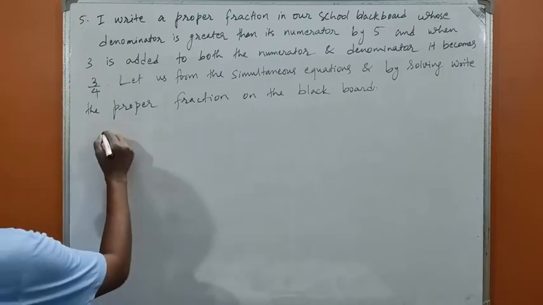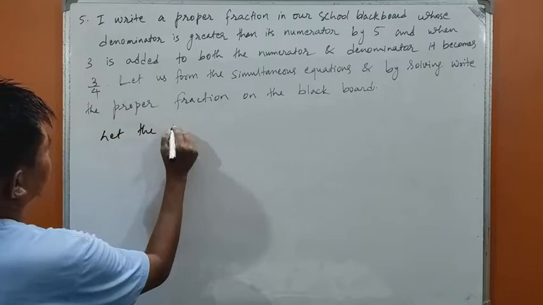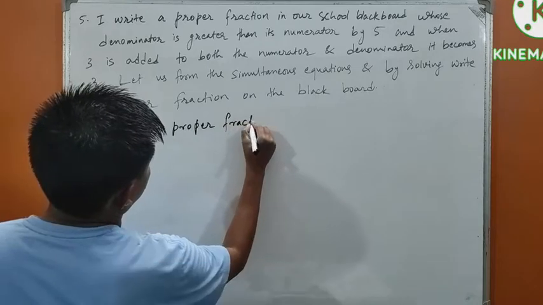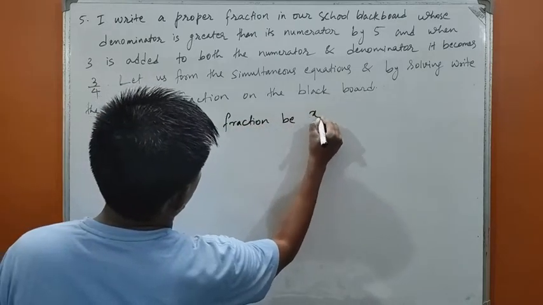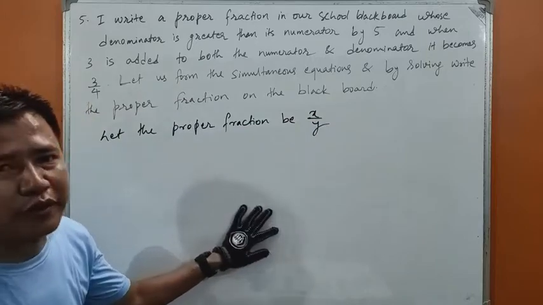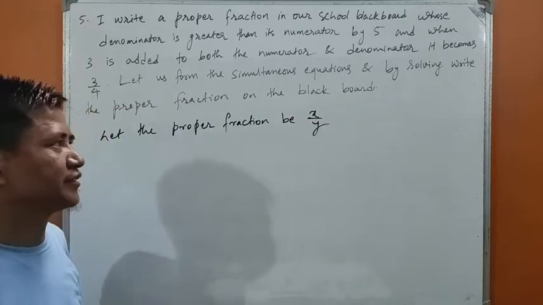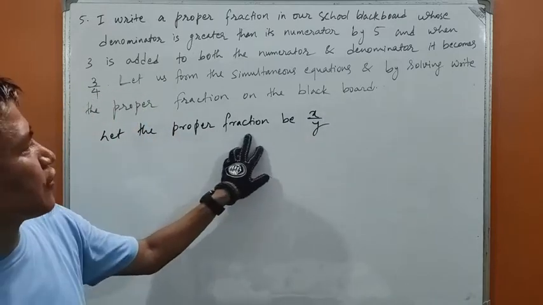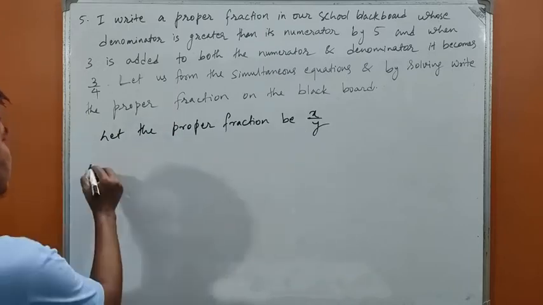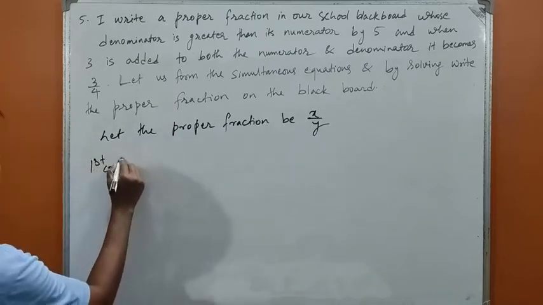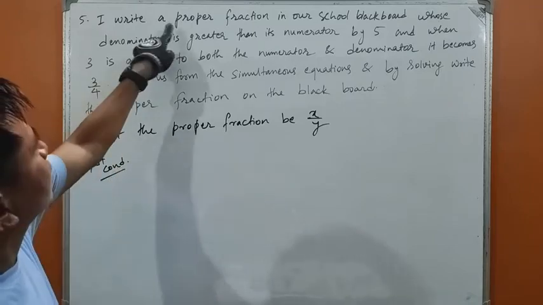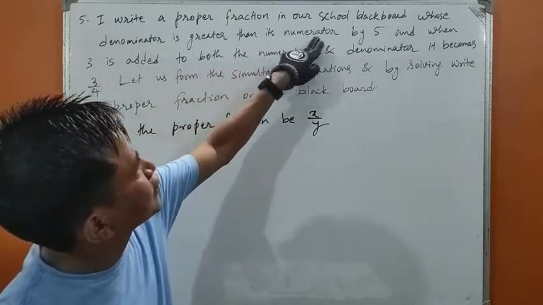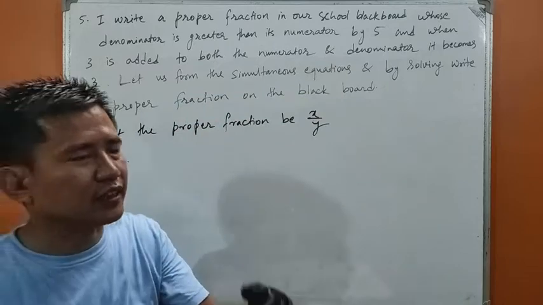Okay. Let the proper fraction be x upon y. That means the number in the numerator is x and the number in the denominator is y, isn't it? We should understand that y is the denominator and x is the numerator. So the proper fraction is x upon y. Now the first condition: whose denominator is greater than its numerator by 5. Denominator is greater than numerator by 5.